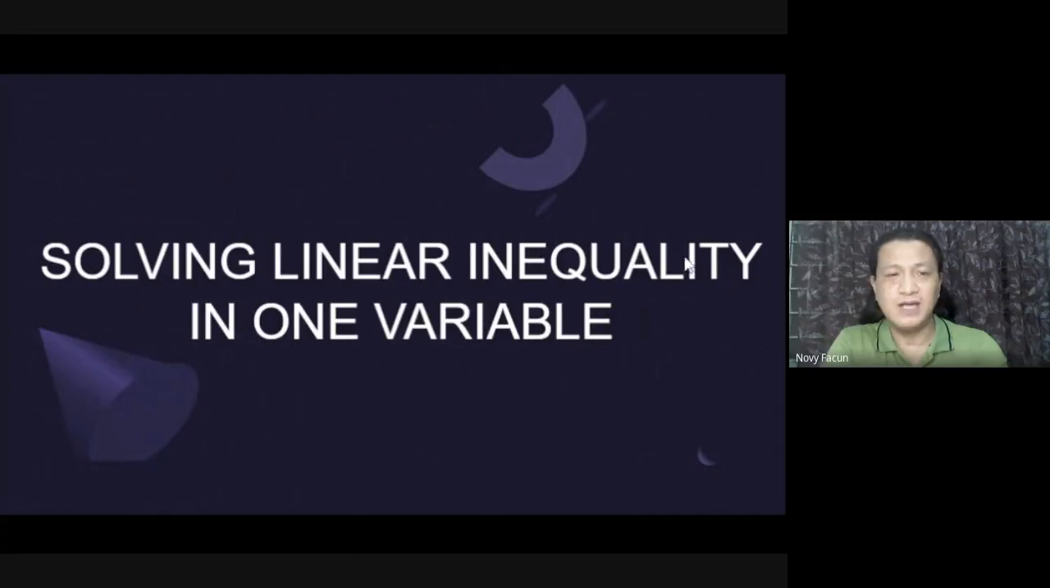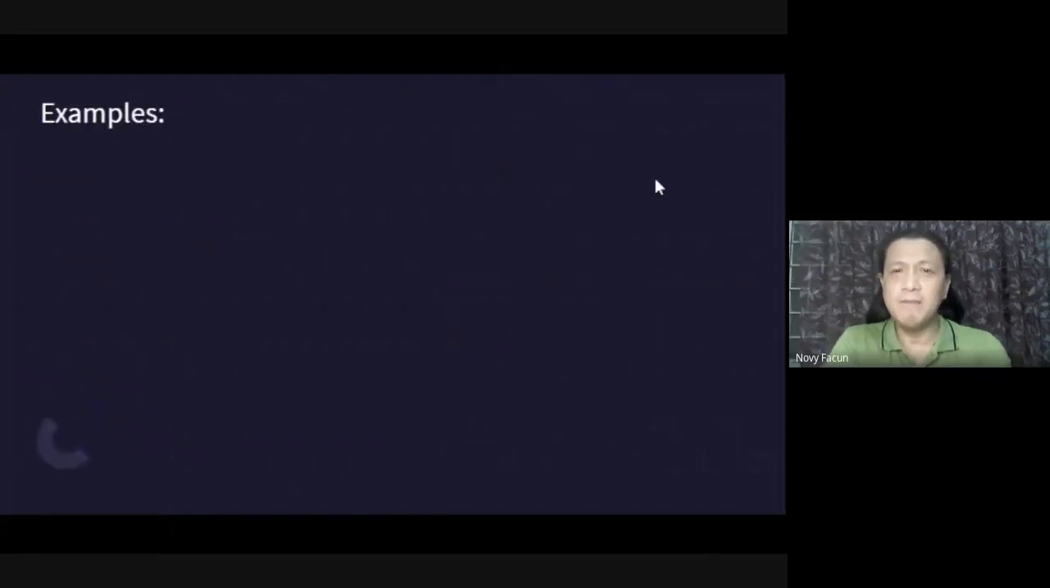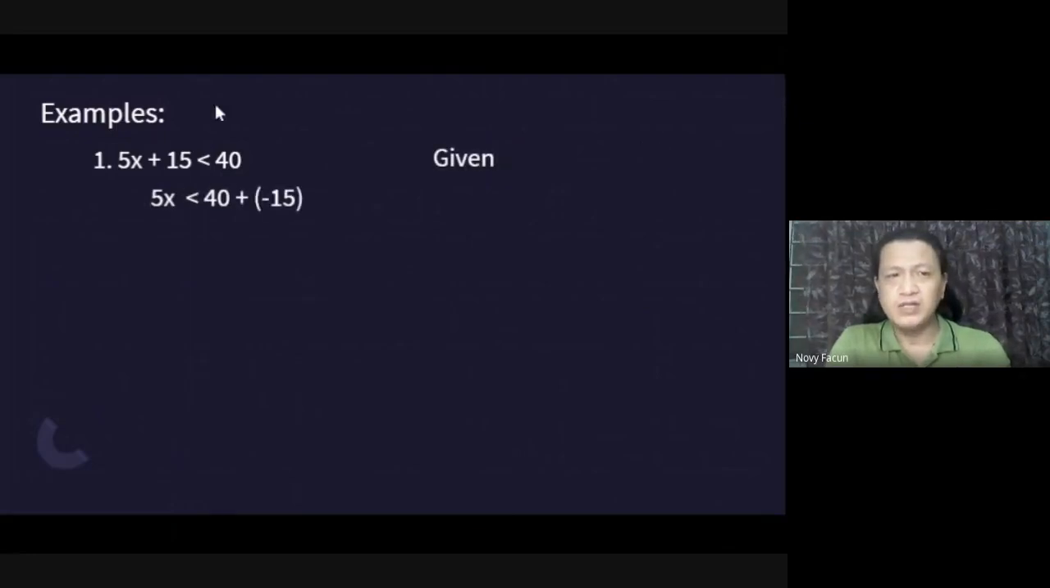So, are you ready? Okay, so example number 1, we have 5x plus 15 is less than 40. So, this is the given. The first thing that you are going to do is transpose the constant term, that is a 15, to the other side of the inequality.